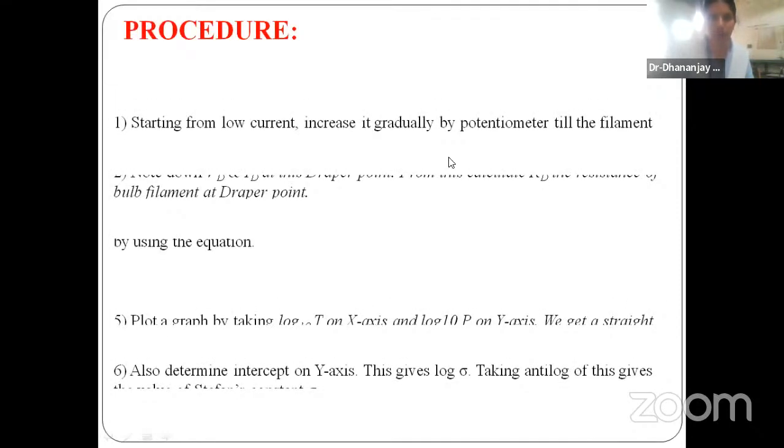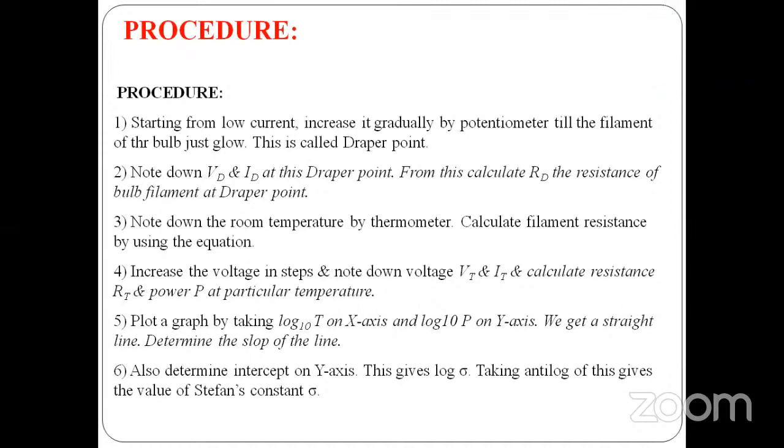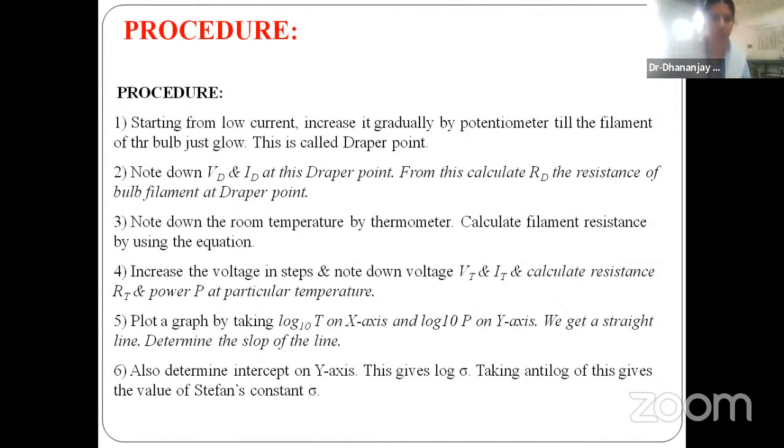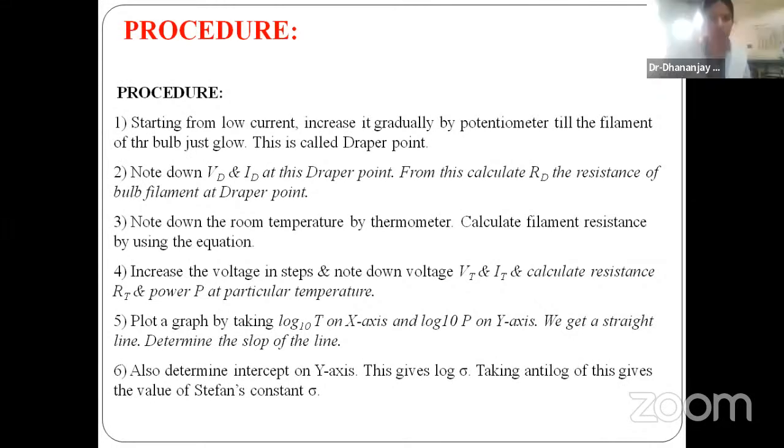Now the procedure of the given experiment is: first, starting from low current, increase it gradually by the potentiometer till the filament of the bulb just glows. This is called the Draper point. Note down V and I at this Draper point. From this, calculate RD, the resistance of the bulb filament at the Draper point. Third, note down the room temperature by thermometer and calculate the filament temperature by using the given equation.